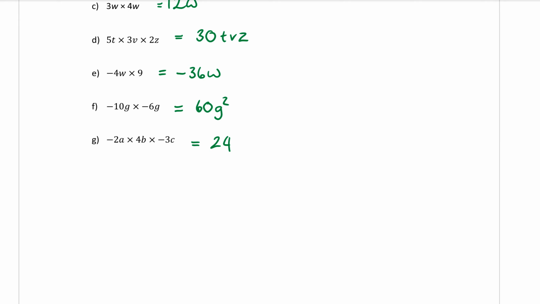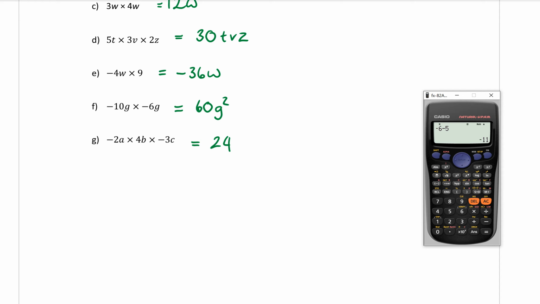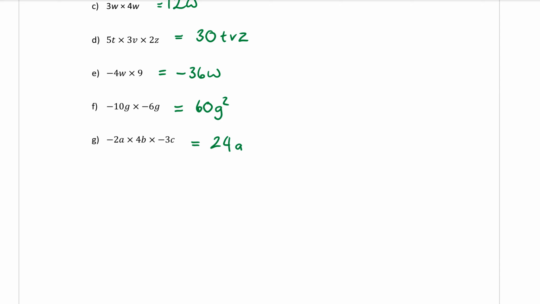Now, if you got a little bit confused by that, please remember your trusty friend, the calculator. You can type in just the number part. So you can go minus 2, and then I want to times that with a 4, and I want to times that with a minus 3, and that is equal to the 24. So that just gives me the number part. Then I still need to collect up all my letters. So I have an A, a B, and a C that sit there together at the end.